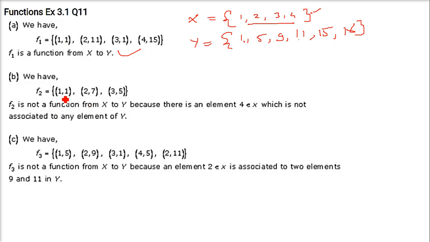Second one is (1, 1), (2, 7), (3, 5). So 1, 2, 3 belong here. 1, 5 belong here, but 7 does not belong here, so it is not a function. Next one is (1, 5), (2, ...), (3, ...), (2, ...). Oh, here 2 is repeated. You cannot have in a function the first member of the ordered pair repeated, so it will not be a function. You just stop here.